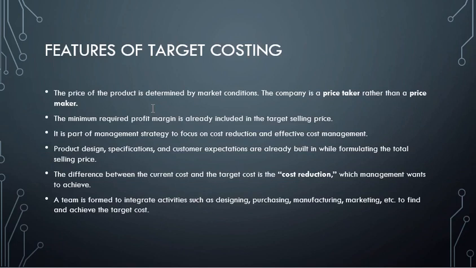Then the minimum required profit margin is already included in the target selling price. So under target costing, you already decide your selling price. So your profit margin is also decided, and then the target cost will be decided. So you know what your profit margin is before you manufacture the product. Then it is a part of management strategy to focus on cost reduction and effective cost management. Yes, when you have taken the cost modeling technique as target costing, you should make sure that you focus on the cost reduction and effective cost management should be done.